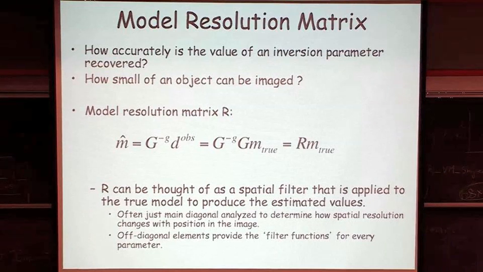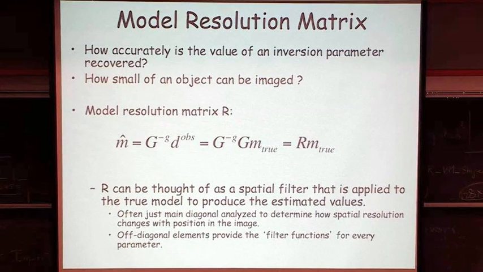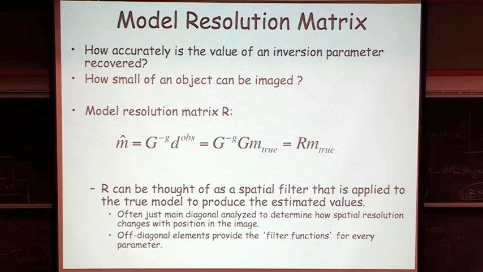so-called model resolution matrix. If you have your estimated model here, m hat, which is written here as introducing this generalized inverse, G to the minus g, times the vector of observations, you can plug in the original problem into this. D equals G m true. Your original problem was solving what is the model that gives me the data, so d equals G m true. If you plug this in, you see that you get a relation between your true model, the model that you really want to know, and the model that you are obtaining through inversion, right?